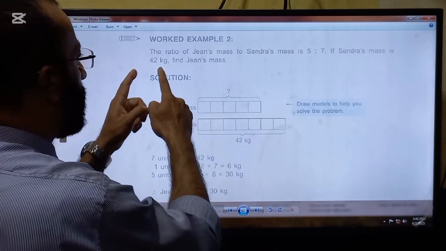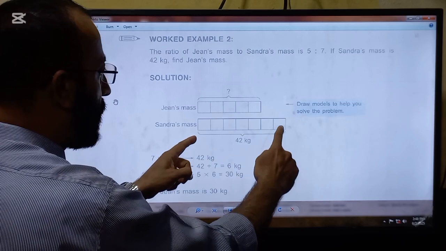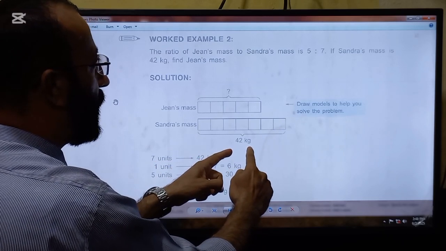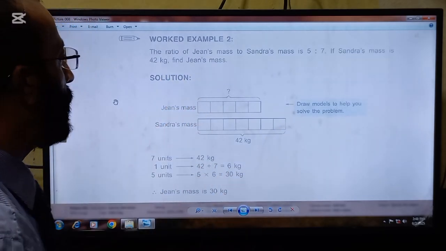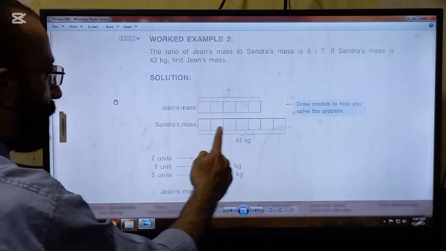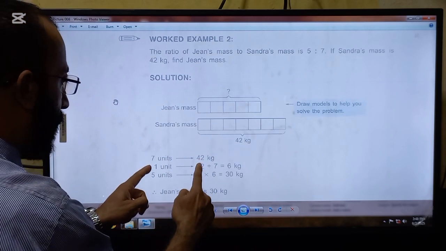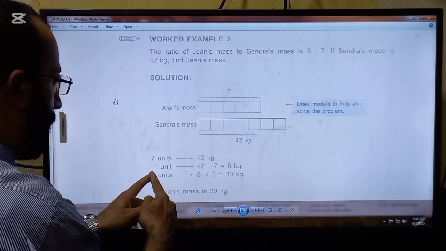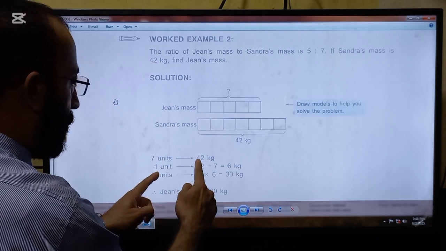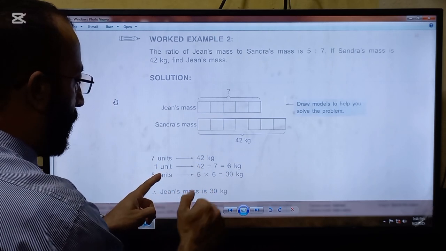And Sandra's mass is 42. So these 7 units represent 42 kg. The requirement is to find Jean's mass. So 7 units represent 42 kg. Divide both sides by 7. So 7 divided by 7 will be 1, and 42 divided by 7 will be 6.